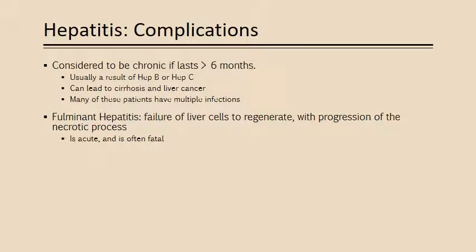Complications of hepatitis. It's considered to be chronic if it lasts greater than 6 months. It's usually a result of hepatitis B or C. Those are the two most common ones. It can lead to cirrhosis and liver cancer, and many of these patients have multiple infections. They don't have just hepatitis. They've got a lot of stuff going on.